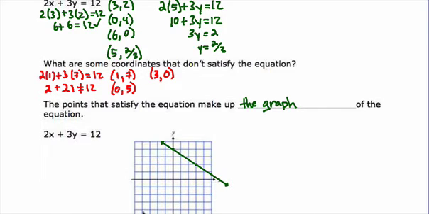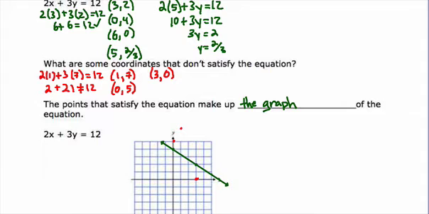So what about these points that don't satisfy the equation? Well, (1, 7) is somewhere about here. (0, 5) is right here. And (3, 0) is here. So you can see these red points are all not on the line. Well, is it only these points here that are on the line?